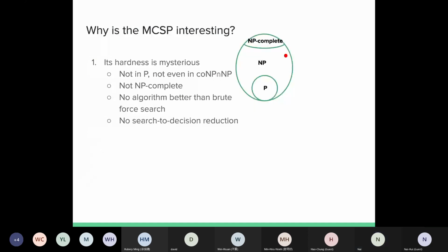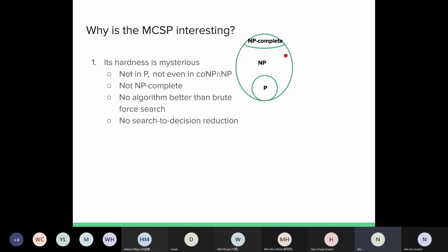So that's what I want to say about the classical MCSP. Its hardness is mysterious: not in P, not in co-NP intersect NP, also not known to be NP complete, and no algorithm better than brute force search for this problem. And also there is no search to decision reduction.